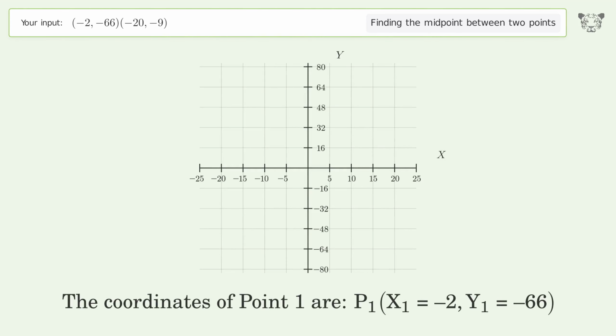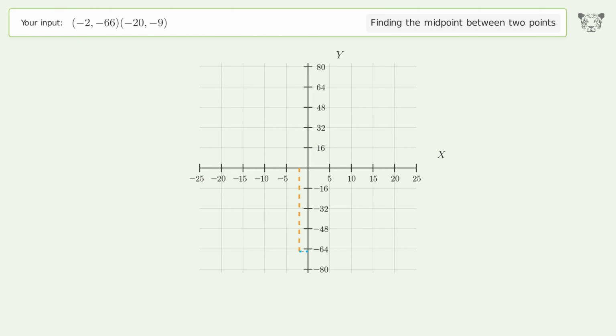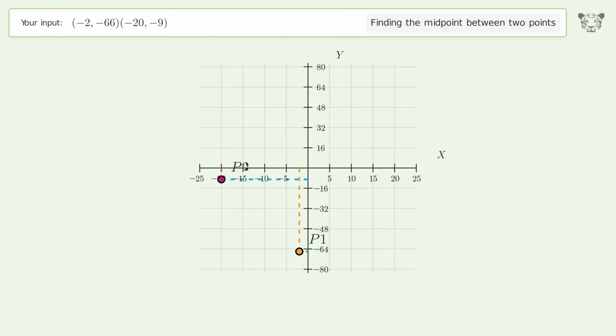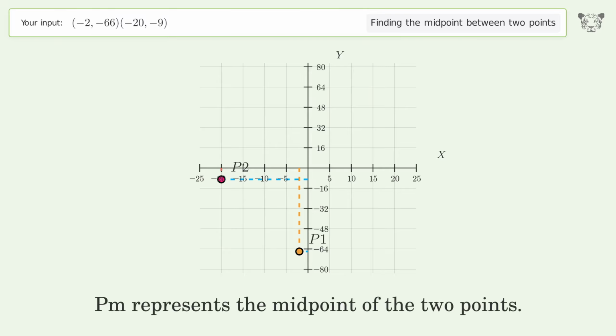The coordinates of point 1 are x1 equals -2, y1 equals -66. The coordinates of point 2 are x2 equals -20, y2 equals -9. PM represents the midpoint of the 2 points.